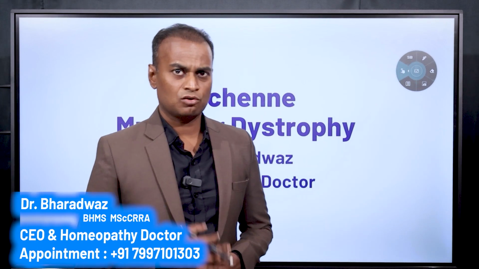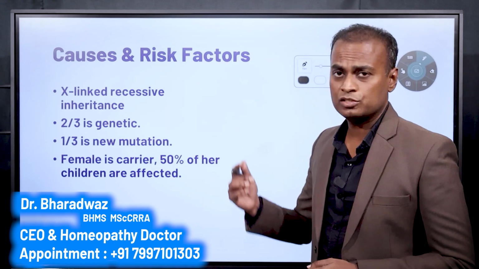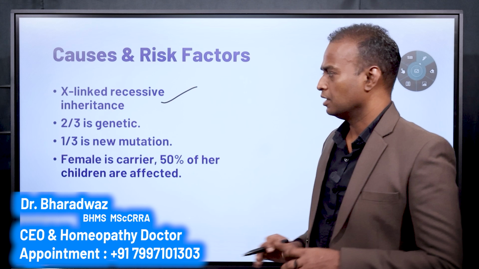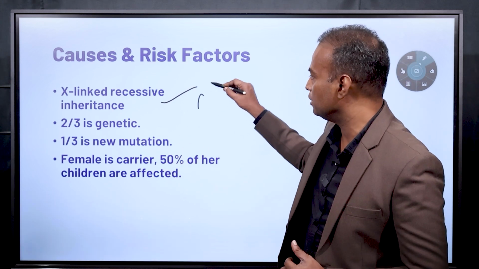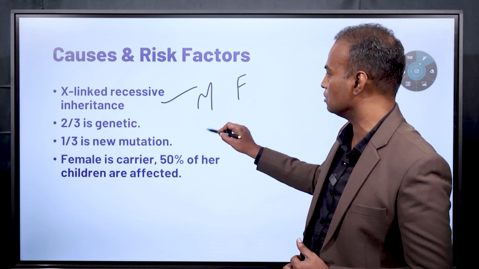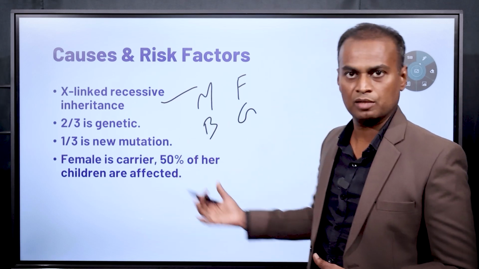Today we will discuss the causes and risk factors for Duchenne muscular dystrophy. It is known as X-linked inheritance. X-linked inheritance means this disease occurs only in males, not in females. It occurs in boys, not in girls. So we will check deeply why this happens with the help of a diagram.